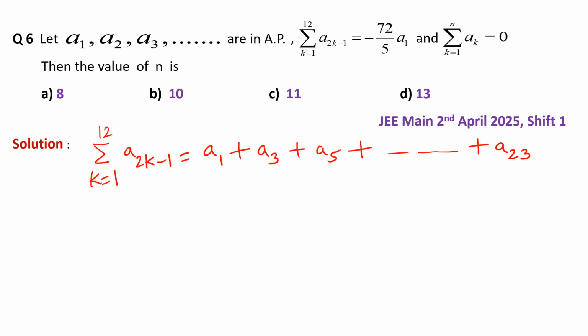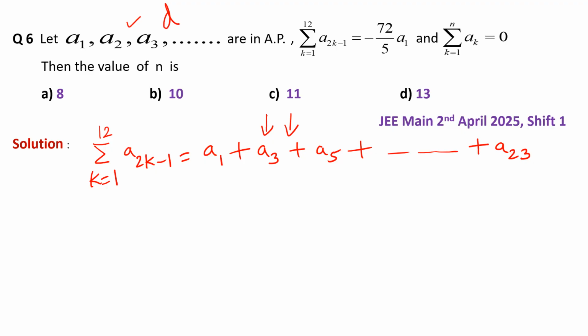Now students, since A1, A2, A3 are forming an arithmetic progression and A1, A3, A5 and so on till A23 are the equidistant terms of this AP, so they will also form an arithmetic progression. But their common difference will be double of the common difference of the original AP. So if I consider the common difference of the original AP as D, then the common difference of this new AP is going to be 2D, right?